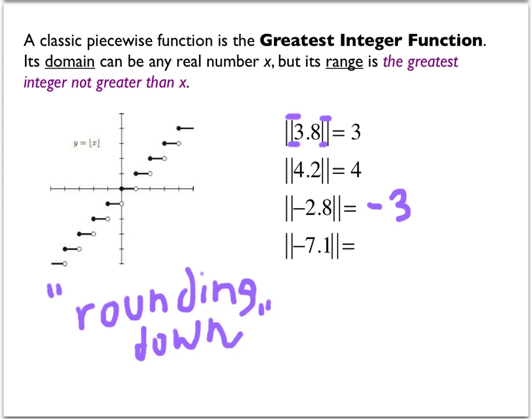Kind of strange. And how about this one? -7.1. Again, think of where that is on the number line. If we think of an integer not greater than that, the answer here is going to be -8. Here's a classic graph of the greatest integer function. Notice the filled in circles are on the left and the open circles are on the right. And if you think about this definition and what it means, that'll make sense why it looks that way.